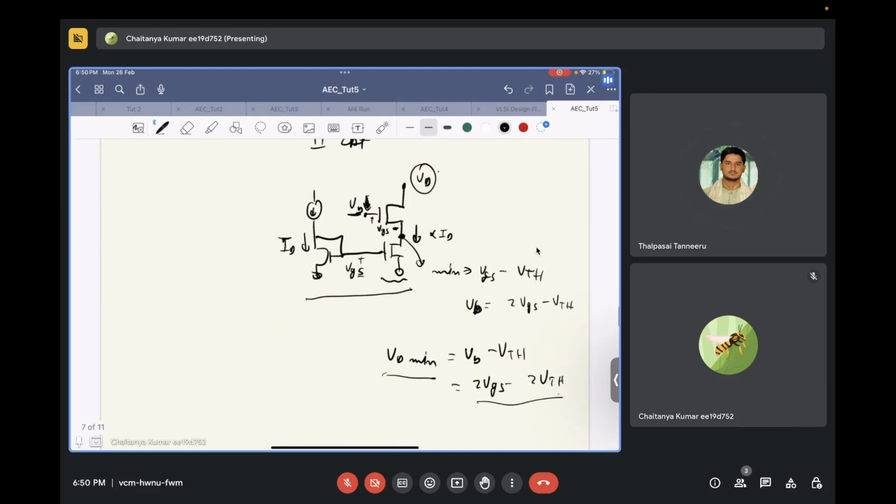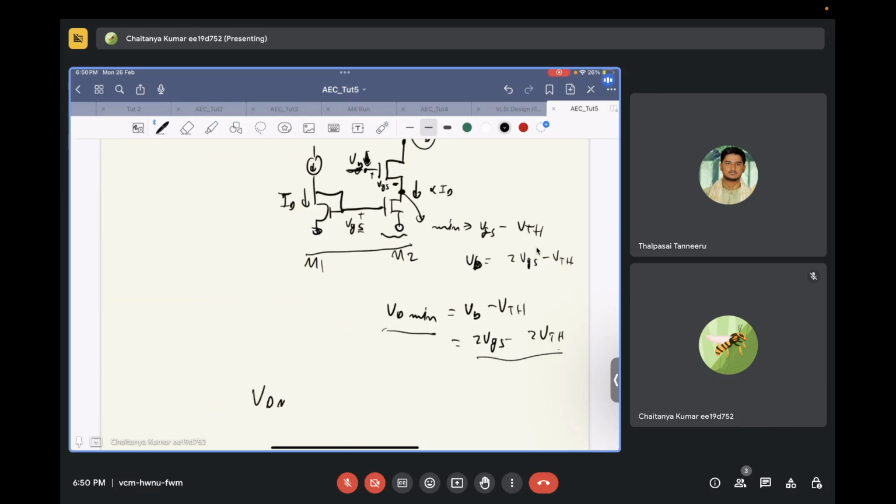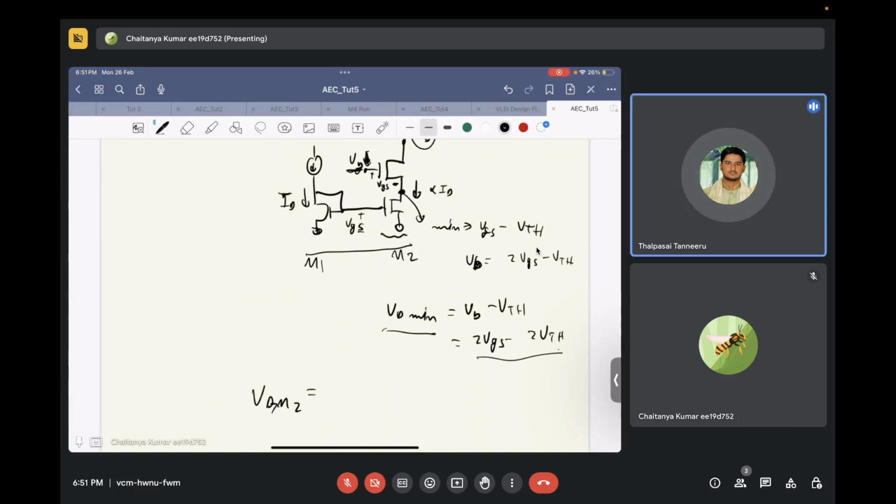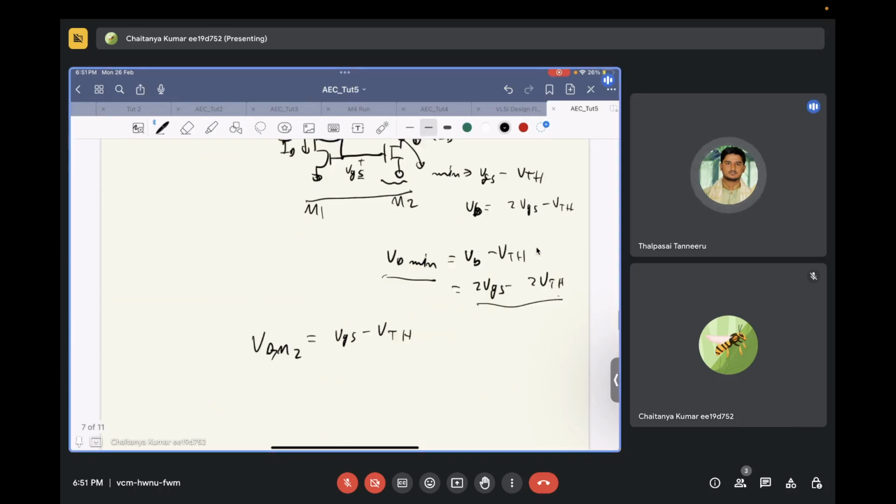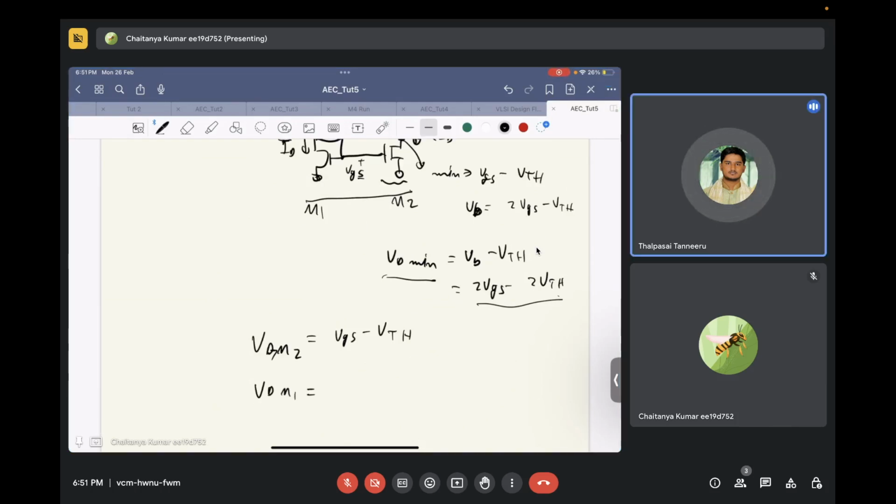But now what you have done, in order to reduce the VB, you have made the drain voltage of, let's call this M2, let's call this M1. What is the drain voltage VD of M2? The drain voltage of transistor M2? Yes, sir, it is VGS minus VTH. What is the drain voltage of transistor M1? Yeah, it is VGS, sir.